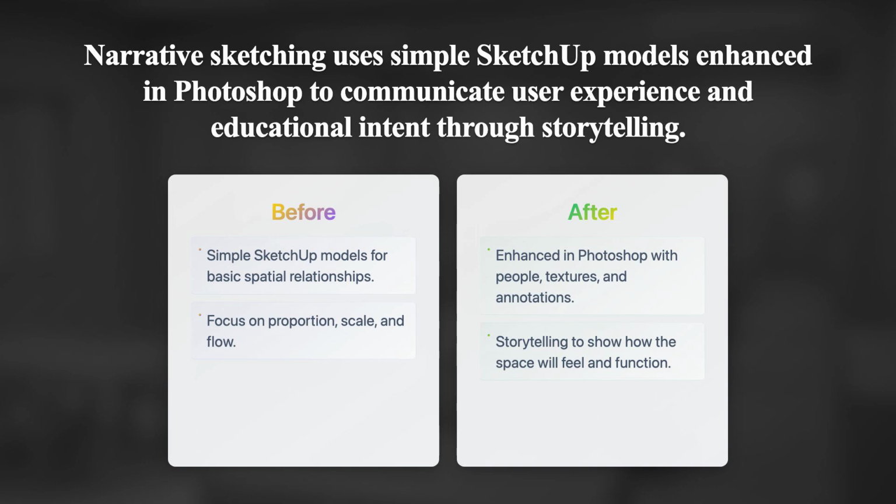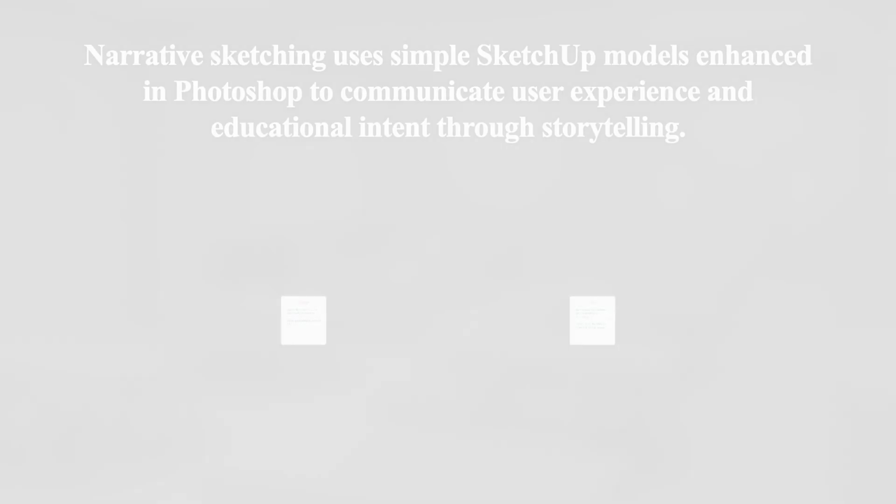Then enhance these models in Photoshop by adding people engaged in learning activities, textures that reflect your mood board, and annotations that explain the educational intent. Add atmospheric elements like natural light streaming through windows, students collaborating in flexible seating, or teachers facilitating in open learning zones. The goal is storytelling. Help viewers understand how the space will feel and function for learning. Speed and communication trump technical perfection every time.